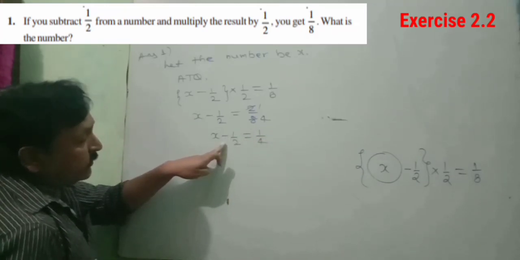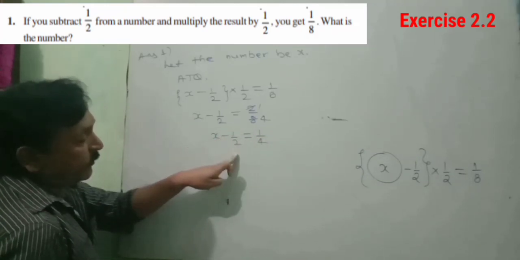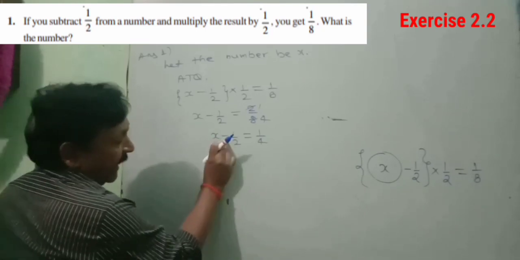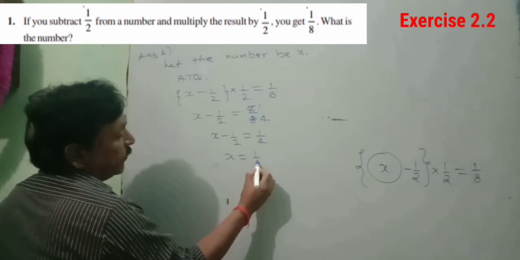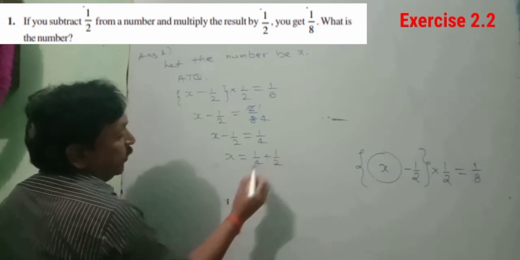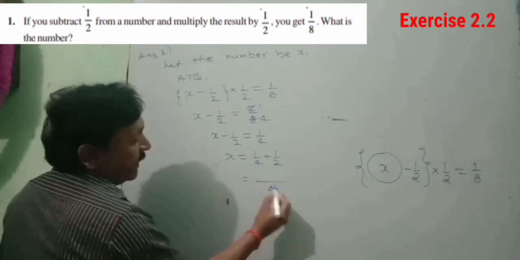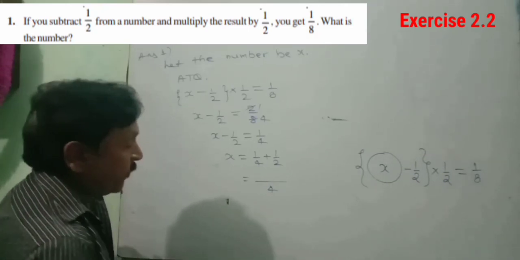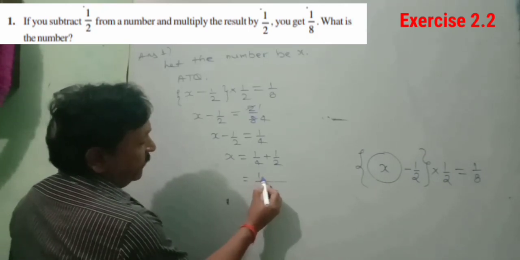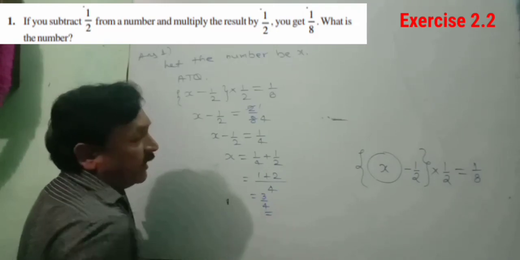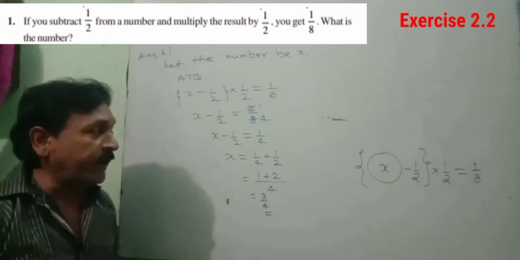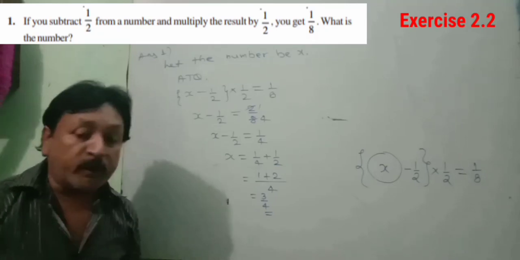Again we have to transpose this negative 1 upon 2, okay, and it will go as positive. So x will be equal to 1 upon 4 plus 1 upon 2. Now we have to take the LCM, and we have been doing this since class 6th. So what will come? It will come 3 upon 4, which is the needed answer. Okay, just see it and read question number 2.